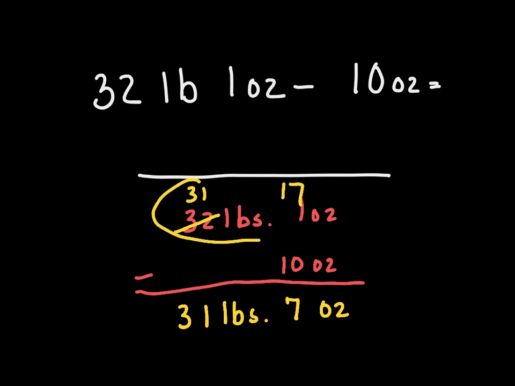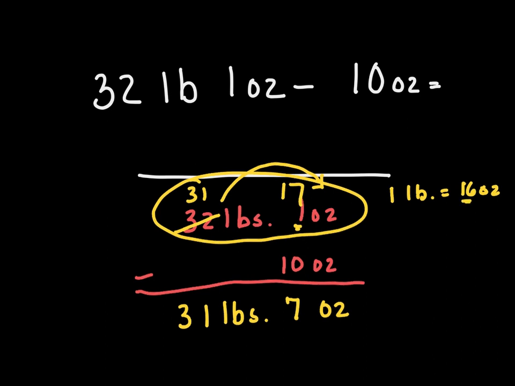Right here is where I had to have that conversion to help me, because we have to remember that 1 pound is equal to 16 ounces. So once I took away a pound, I needed to give that extra 16 ounces to the 1 ounce, and then add that 1 ounce to the 16 to get 17.